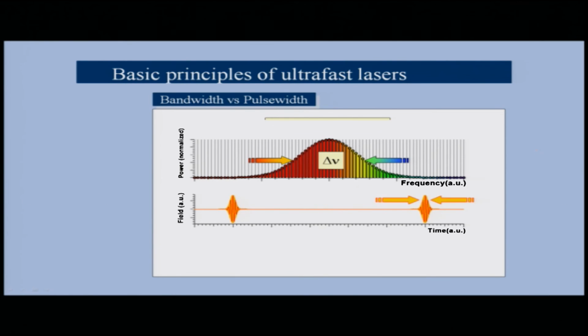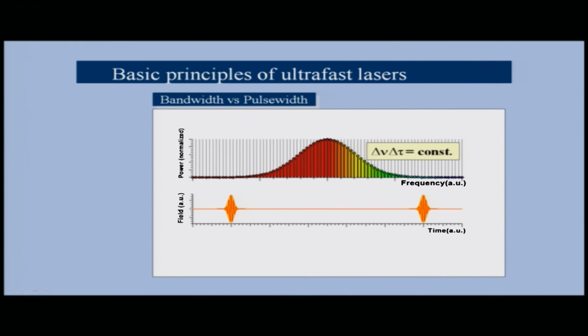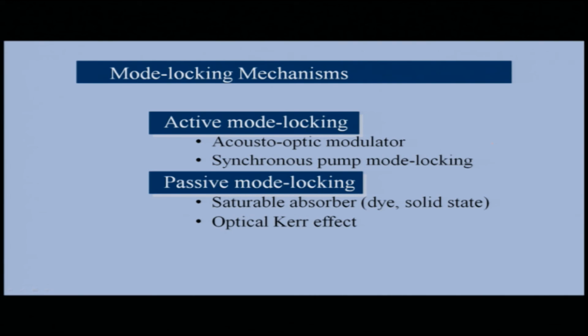This is the bandwidth we are looking at, and this is the time width that we are looking at, and what we have found is that delta nu delta t is constant. So, irrespective of what we do, when we have the shortest pulse, we have a long band of frequencies. We have looked into the different mode locking mechanisms, active versus passive.